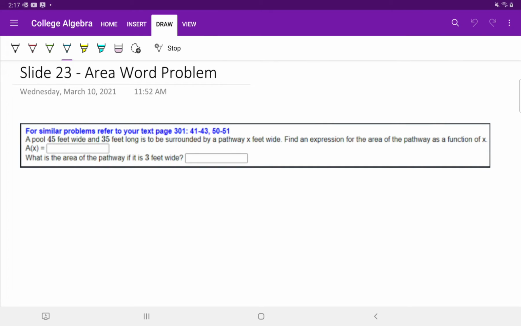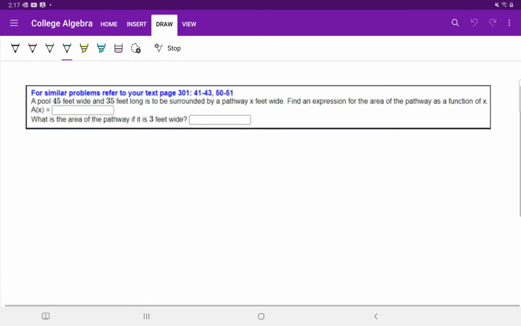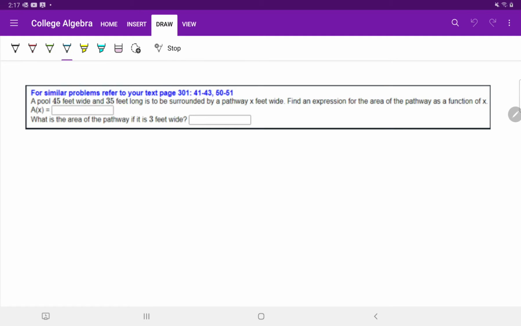Hello students. This word problem requires us to be a little bit mathematically creative and to draw an accurate picture. So let's try to understand what we're working with here. We have a pool that is 45 feet wide and 35 feet long. I'm going to make it blue since it's a pool. So we've got a pool which is 45 feet wide and 35 feet long.